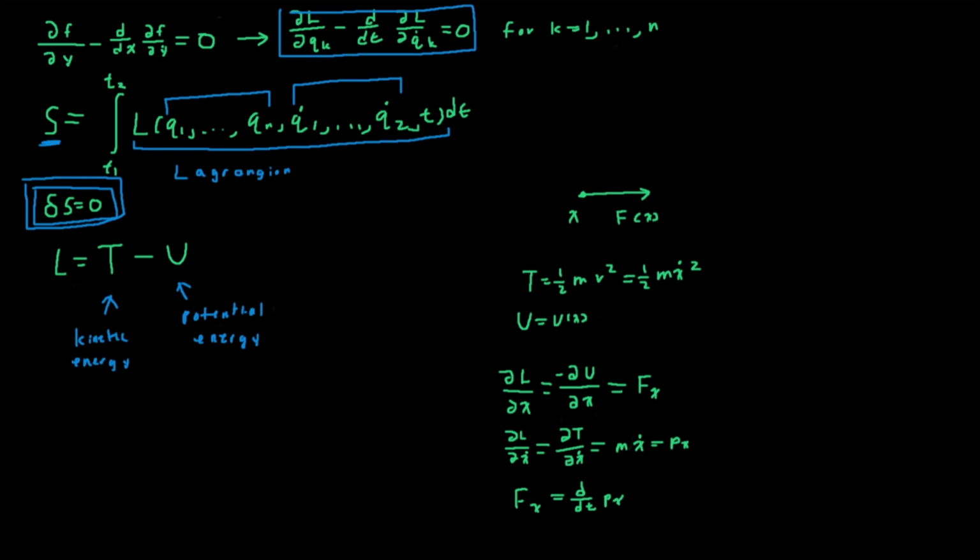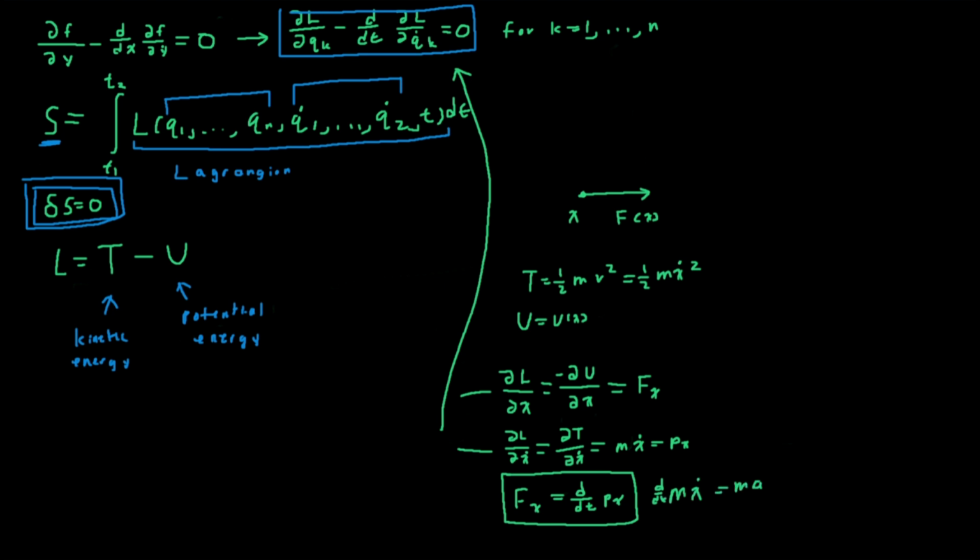If we plug these partials right here into our Euler-Lagrange equation, which are called Lagrange's equations, by the way, what we've seen here is that the Lagrangian formulation of mechanics is equivalent to Newton's formulation of mechanics, because this is just another way to say Newton's law. We're just saying d over dt of momentum. Well, if mass is constant, that's just d over dt of mass times velocity, which is just mass times acceleration.